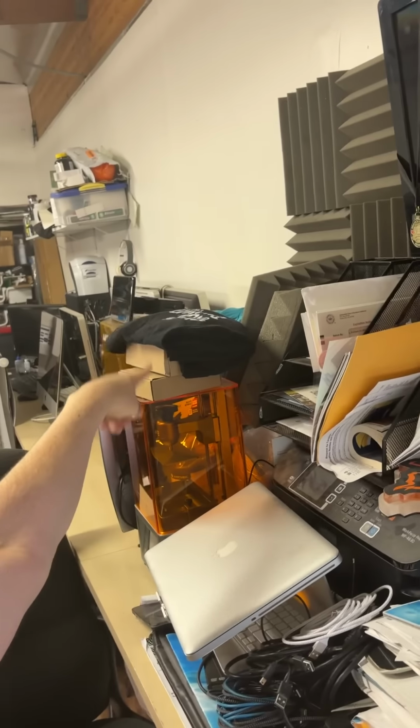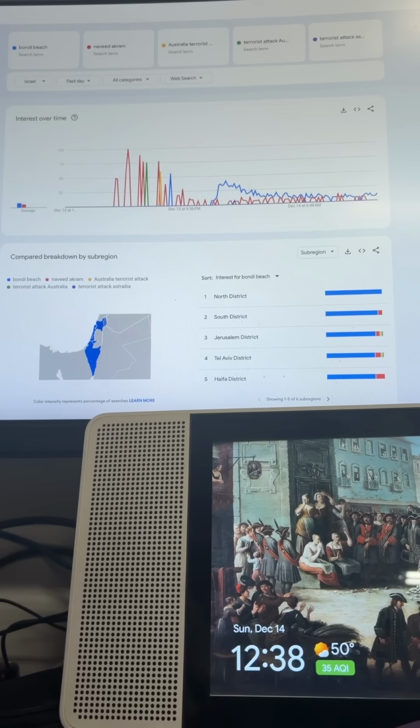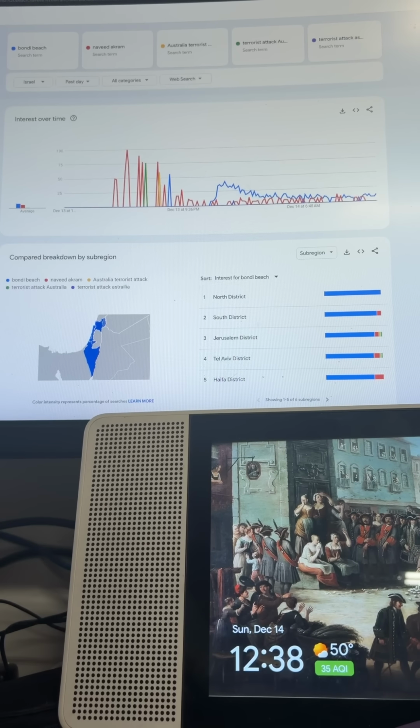Hi, I'm a computer guy, just so you know. Computer guy, look, computers, lots of stuff, lots of computers. Okay, let me just show you this. This is how you predict terrorist attacks in your house, neighborhood, town, whatever you want.